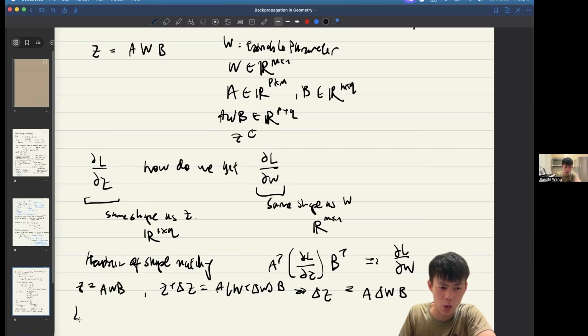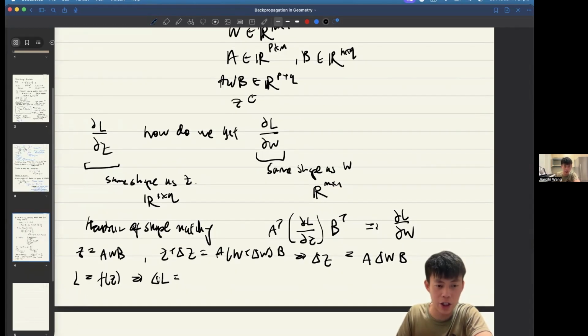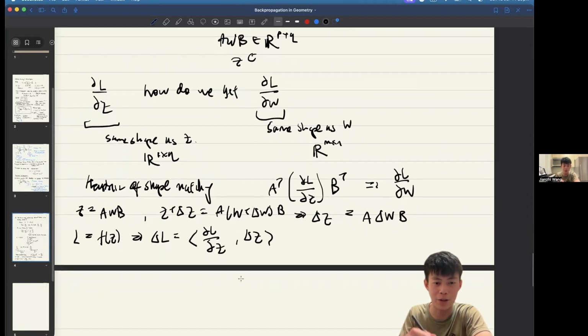Let's suppose now we consider the loss, right? The loss is some function of Z. So a change in the loss, by Taylor's theorem, will be equal to the inner product of the Jacobian, partial L partial Z, and the change in Z. Note that I use inner product here.